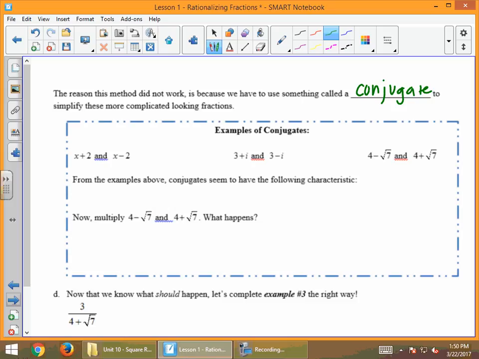The sign. Yeah, so conjugates, essentially, it's the same terms. You just change the middle sign. It's the same terms, but there's an opposite middle sign. So the sign in between them are opposite. Okay. So one's going to have a plus sign in the middle, one's going to have a minus sign in the middle, but the terms are going to be exactly the same. That's a conjugate. Okay. So now we're going to see what happens and why we need to use the conjugate.